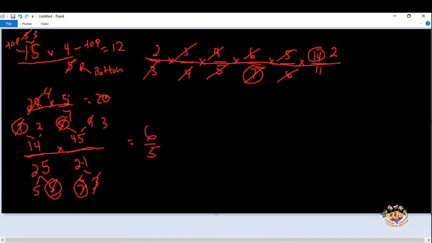And then I only have two 2's left on the top. 2 times 2 is 4. And then there's only 11 left on the bottom. And so that would be the answer.